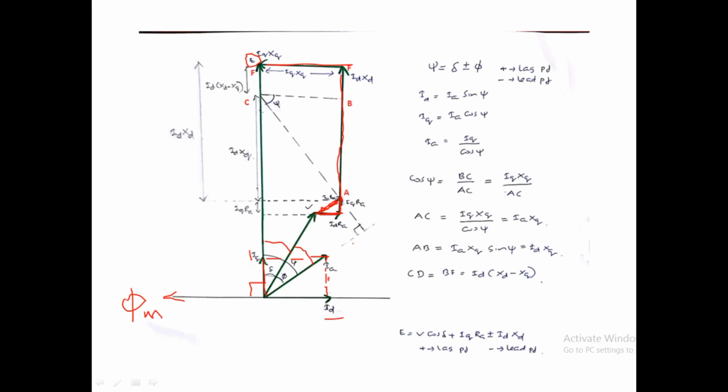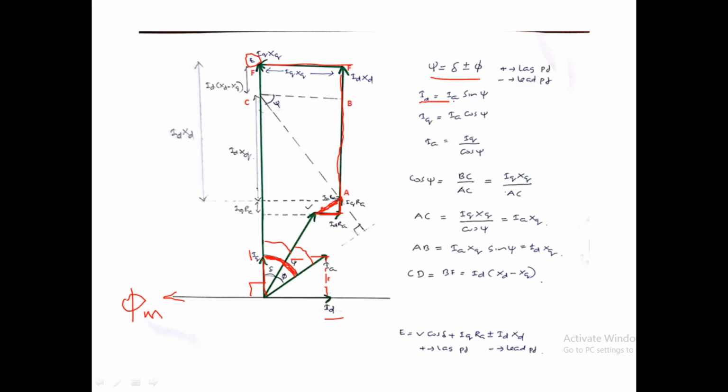Some other things we have to note here. First, psi is equal to delta plus or minus phi. What is psi? We discussed that earlier. Psi is the sum of these two angles, delta and phi. You can see here, this is psi, delta plus phi. But in the case of leading power factor, it will not be like that; it will be delta minus phi. So plus for lagging power factor and minus for leading power factor. So here psi is equal to delta plus phi.